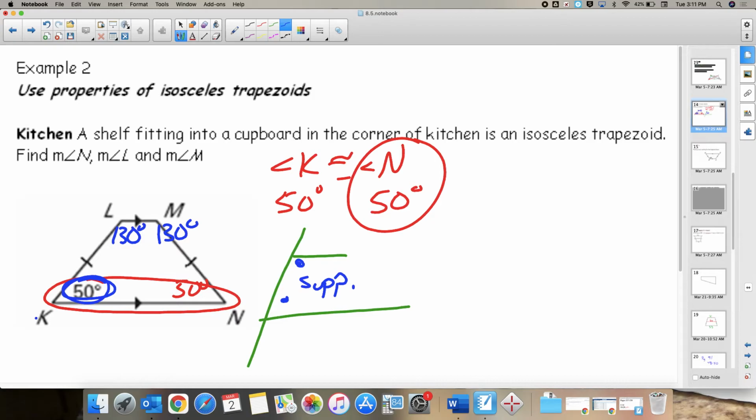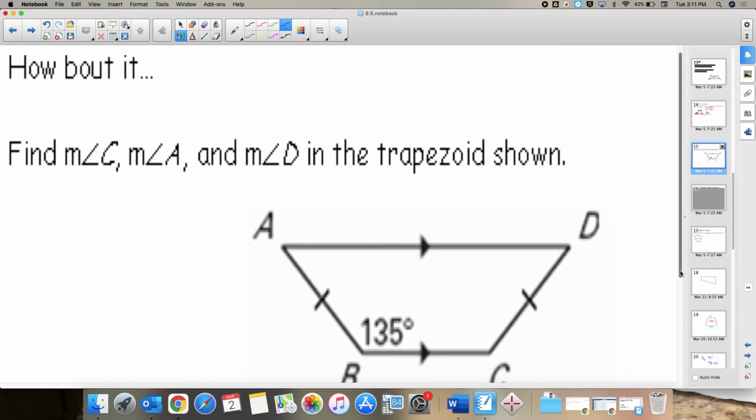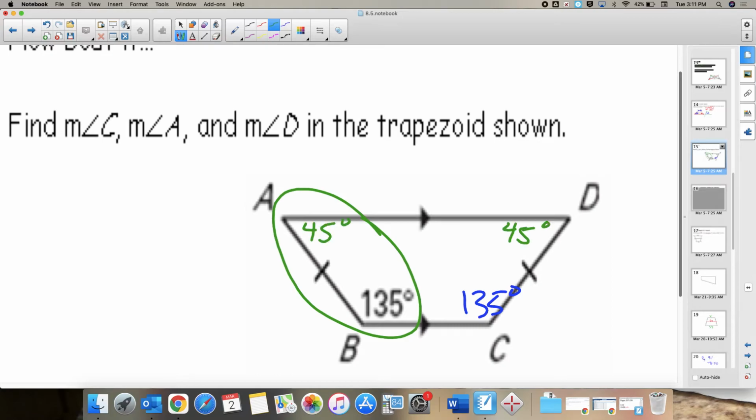Same math then on the second one. Once again, your base angles are equal. So angle B and angle C will have to be congruent. So angle C is 135. Your consecutive angles here in your trapezoid, those consecutive interior angles with those parallel lines, must add to 180. So angle A will be 45, and angle D would be 45.